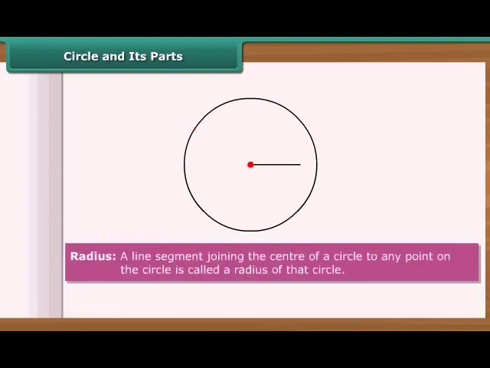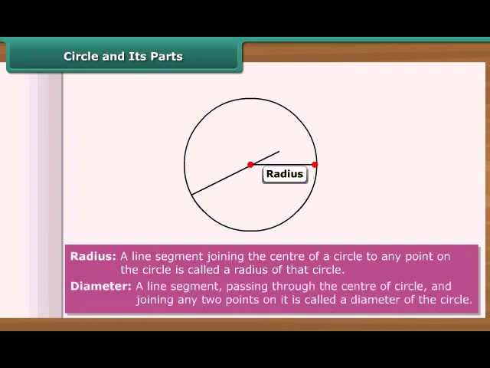Let us study one more shape. This is a circle. It is a simple closed curve which is not a polygon. Every point in a circle is at equal distance from the center. A line segment joining the center of a circle to any point on the circle is called a radius of that circle. And a line segment passing through the center of a circle and joining any two points on it is called a diameter of that circle.